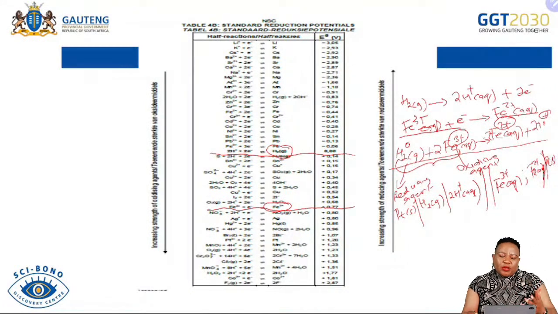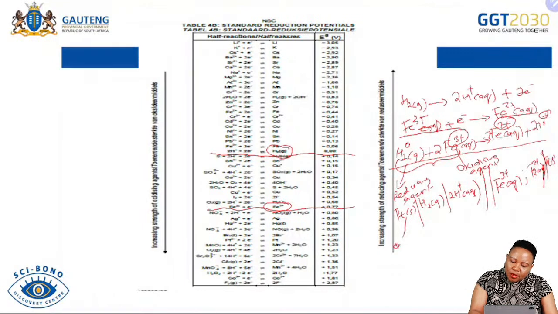So we need to always practice how we write cell notation where we have an electrode and where we don't have an electrode. Let us not confuse our electrodes with our agents, because in this case platinum is our anode. However, hydrogen gas is our reducing agent. So a reducing agent is not always your anode.